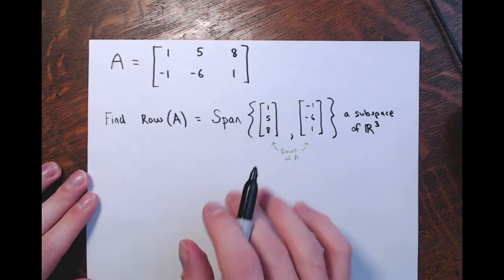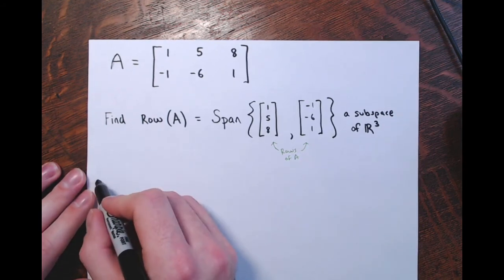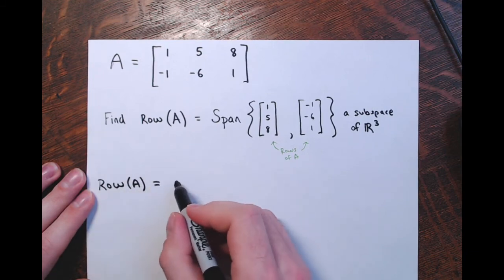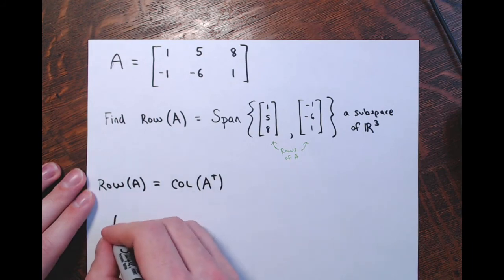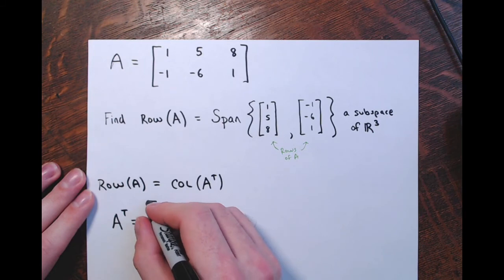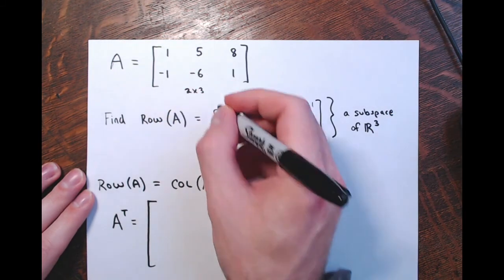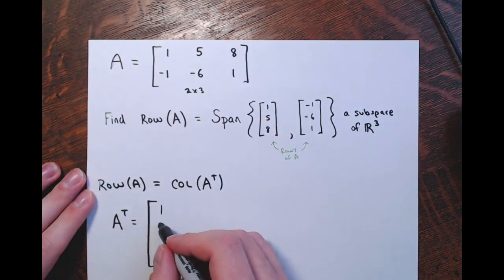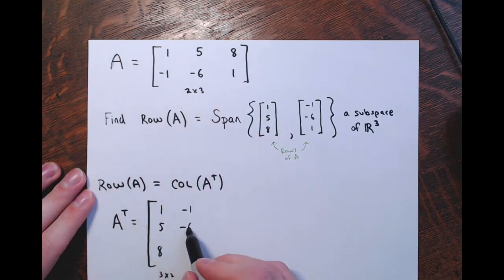All right, now let's actually figure this out. Is this correct here? Remember, another way to find the row space of A would be to find the column space of A transpose. So we look at A transpose. Remember, the original is a 2 by 3, so this is going to be a 3 by 2. The first row becomes the first column of the transpose. The second row becomes the second column of the transpose.